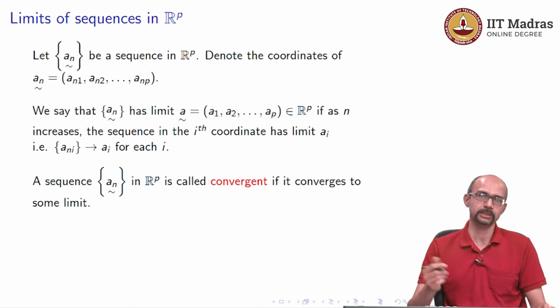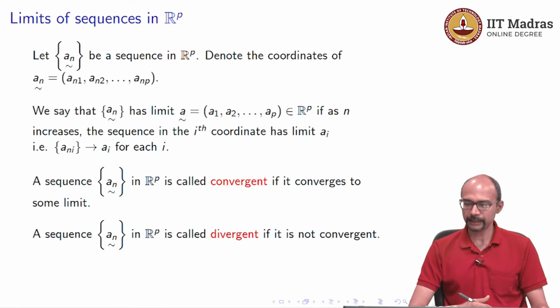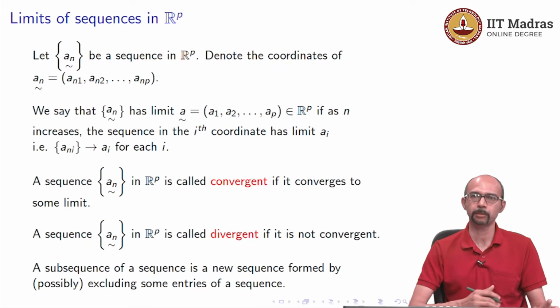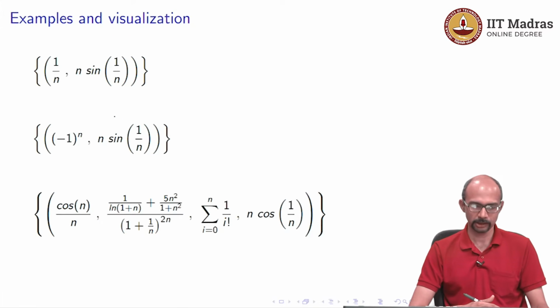So, now beyond this, the definitions are exactly the same as we have for R. A sequence ã_n in R^p is called divergent if it is not convergent, and then we will define something called a subsequence of a sequence, which is given by deleting some terms. So, excluding some entries in that sequence, or you could take all of them, or you could delete some of them. Okay. So, this is exactly in parallel with what happens in R, and in fact, to check limits in R^p, you have to check limits in R. That is what this is saying.